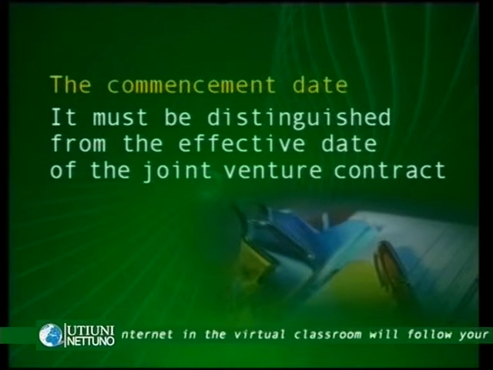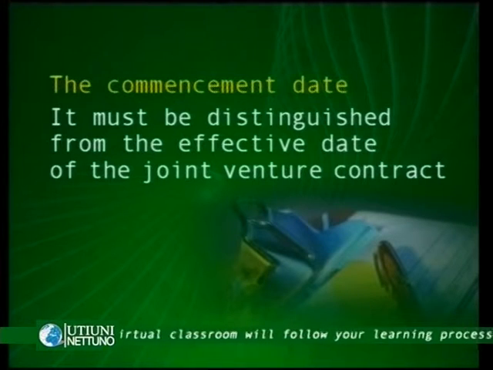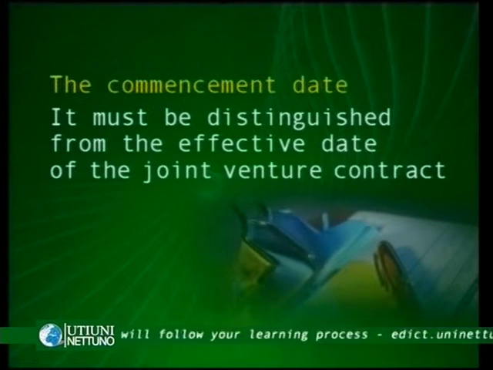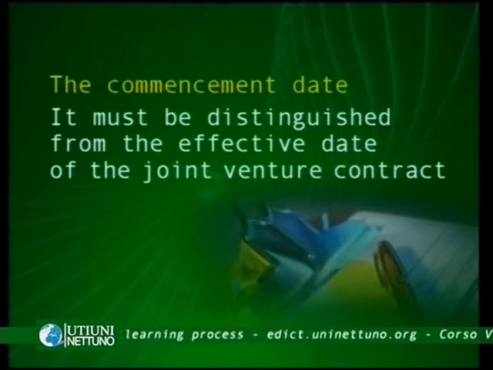The commencement date. The agreement has to take into consideration also the commencement date. It must be distinguished from the effective date of the joint venture contract. The commencement date is the date on which the company comes into existence as a corporate entity in conformity with local laws. So it is the date when the joint venture as an autonomous and legal entity starts living, we could say. It is registered in the company register. The commencement date, of course, is relevant for the provisions relating to the duration and termination of the joint venture.